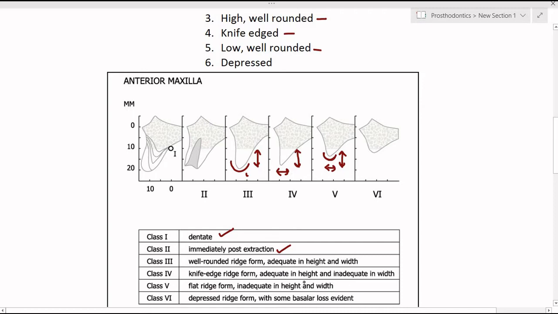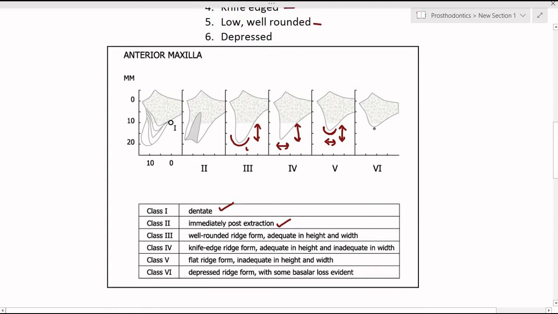Right? Last we come to the sixth order, which is depressed. Now this is depressed, you see, and there's also some basilar loss. Okay, so I hope the 6 orders of classification are clear.